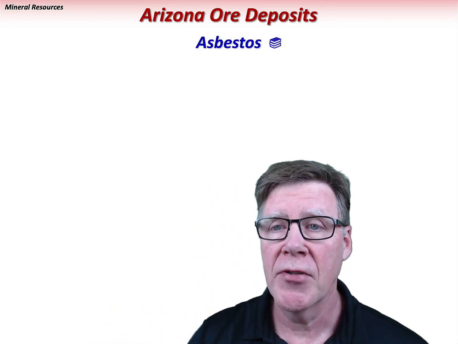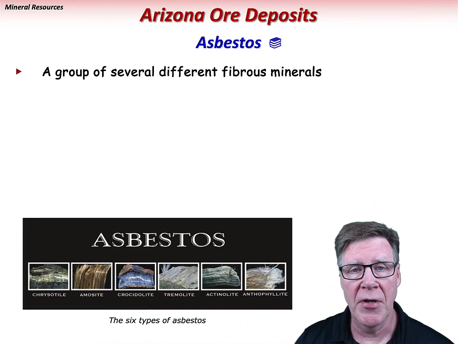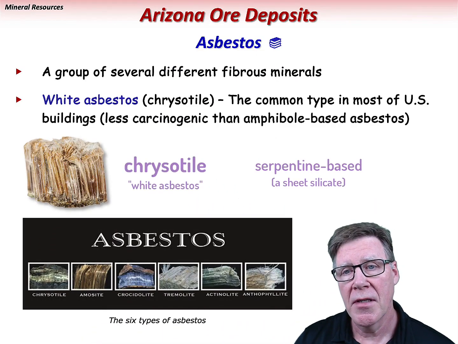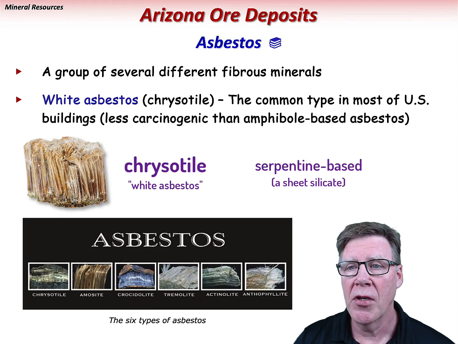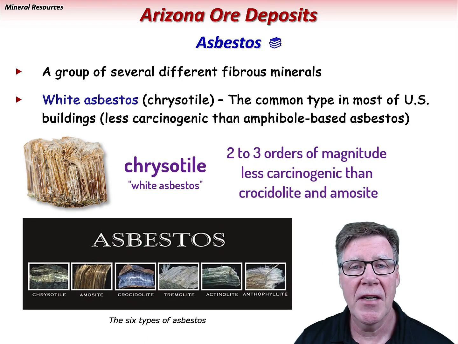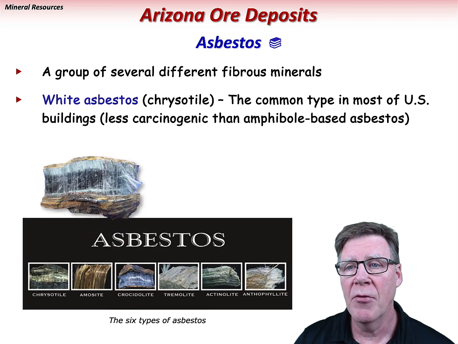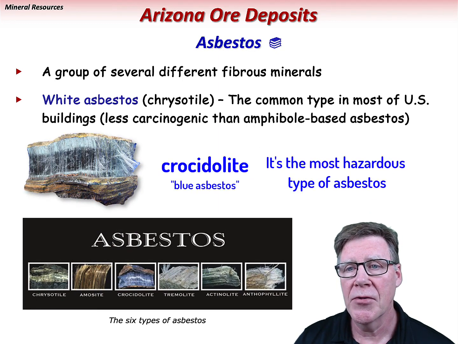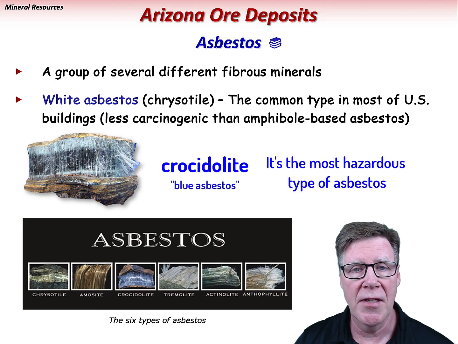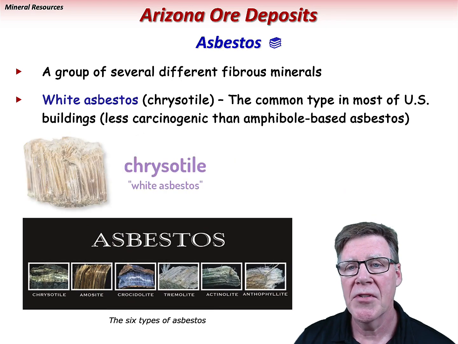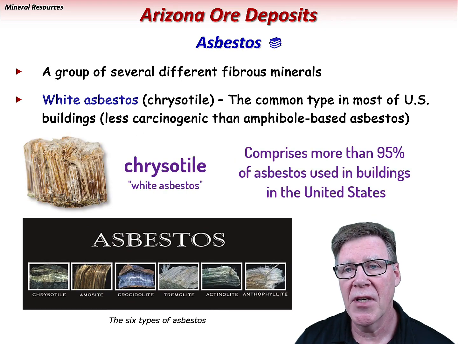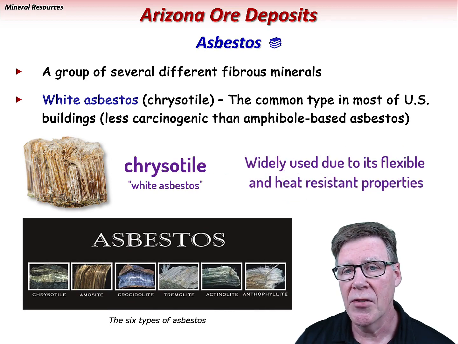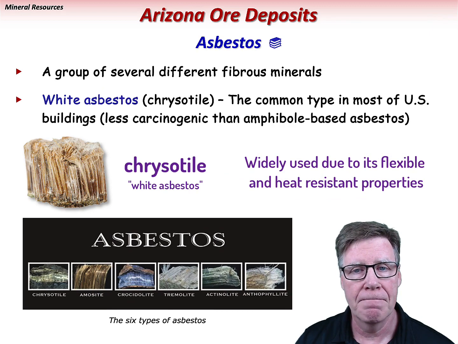Asbestos is actually a group of several different types of fibrous minerals. The white asbestos, chrysotile, is relatively soluble in water and is not as significantly carcinogenic as the amphibole-based crocidolite, which is not water-soluble, and its needle-shaped fibers cause them to get lodged in lung tissue. Chrysotile, though, accounts for more than 95% of the asbestos used in most U.S. buildings, and it's so widely used because of its heat-retardant qualities.